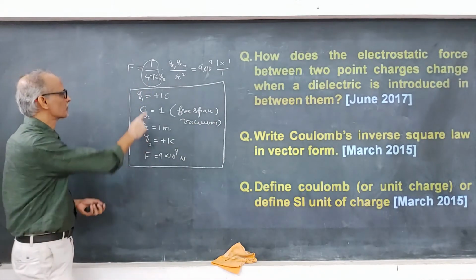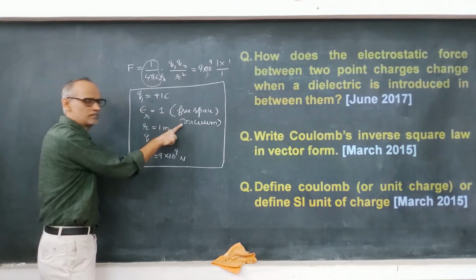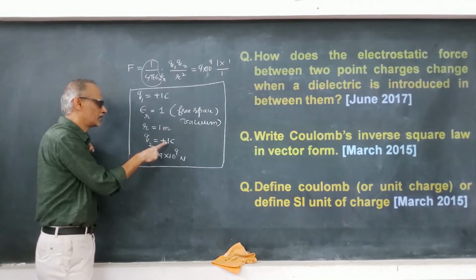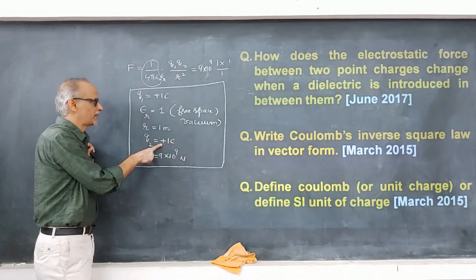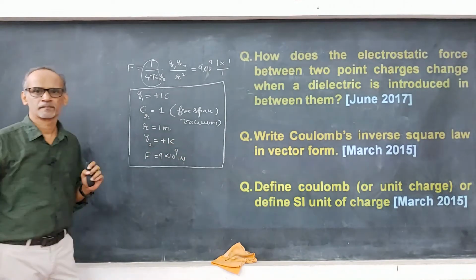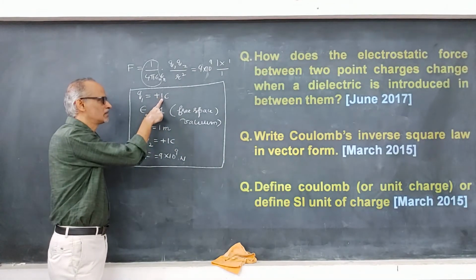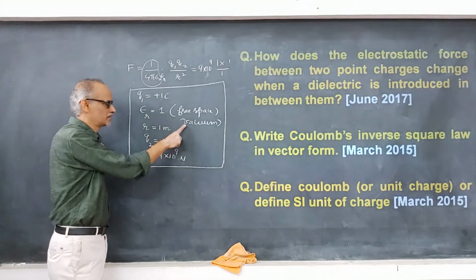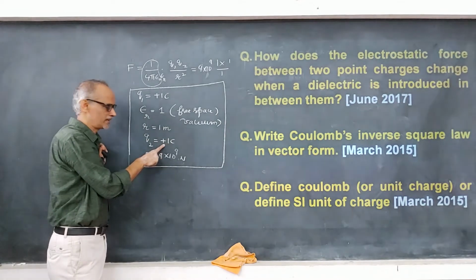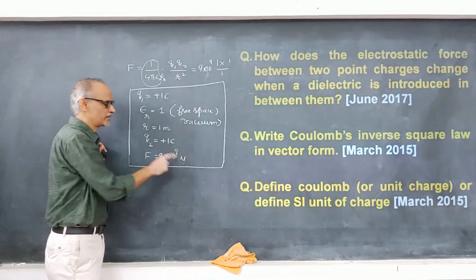See the statement. 1 coulomb is defined as that charge which, when placed in vacuum or free space at a distance of 1 meter from an equal and similar charge, repels it with a force of 9 into 10 to the power 9 Newton. Okay, important definition. So, listen, 1 coulomb is defined as that charge which, when placed in vacuum at a distance of 1 meter from an equal and similar charge, equal in magnitude, similar in nature, repels it, because when they are like charges it will repel, right? Repels it with a force of 9 into 10 to the power 9 Newton.